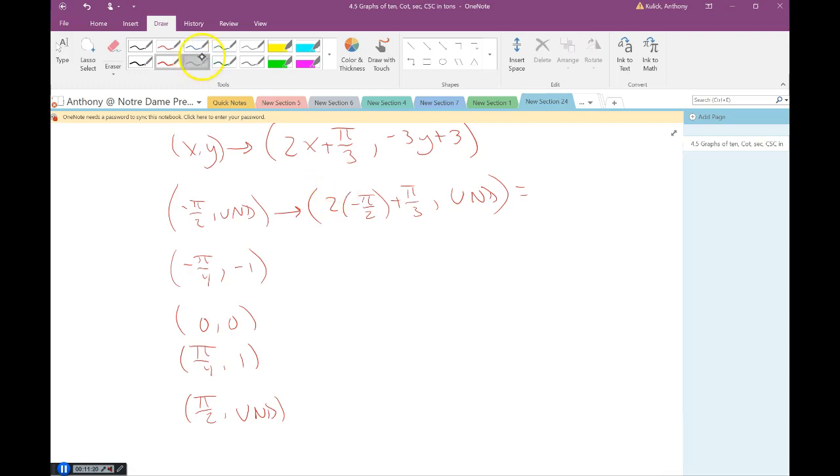So, when I do 2 times negative pi over 2, I get negative pi, and negative pi plus 1/3 is negative 2/3 pi. Everybody, I hope we're okay with the simple fractions there, right? If it's just a whole number, it's usually pretty easy to handle. Now we'll do another one.